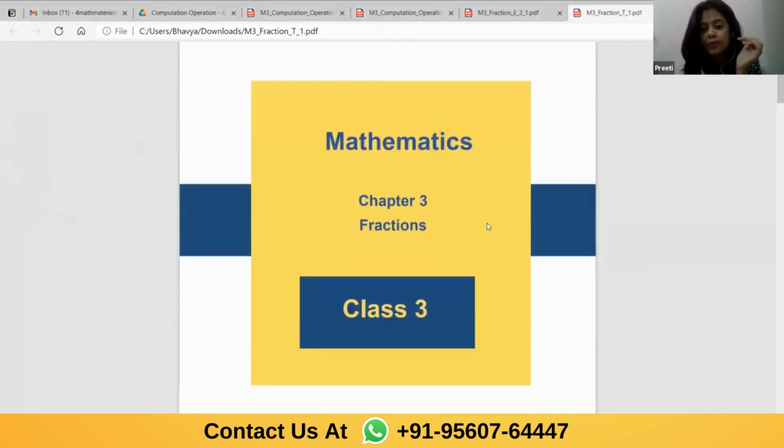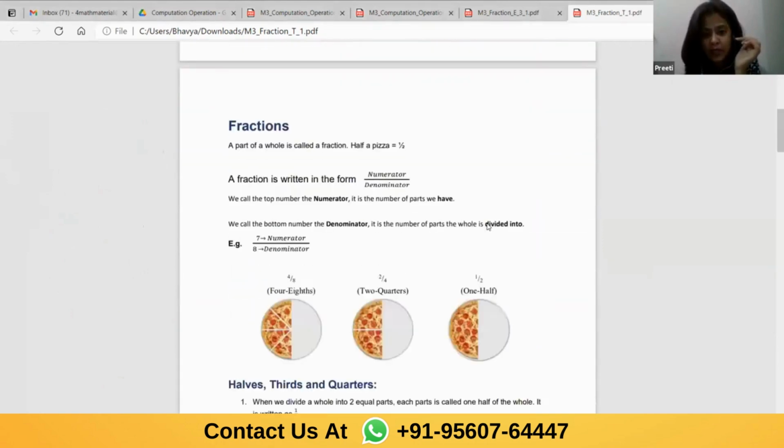Okay. Now, let's look at what is given here. A part of a whole is called a fraction. A fraction is written in the form of numerator upon denominator. Just like I told you, we call the top number the numerator and the bottom number the denominator. So the numerator is the number of parts that we have and the denominator is the number of parts the whole is divided into. Clear?